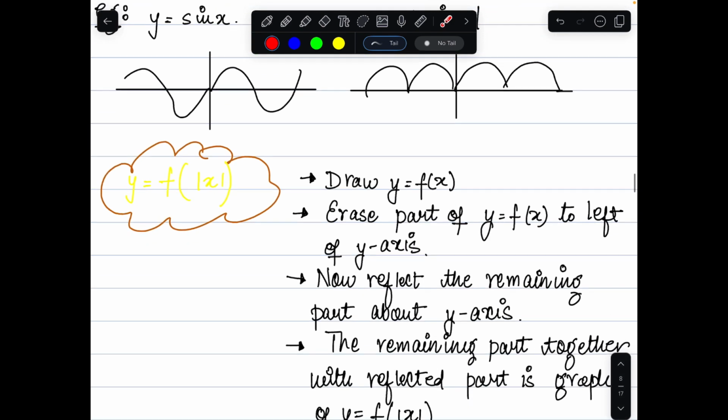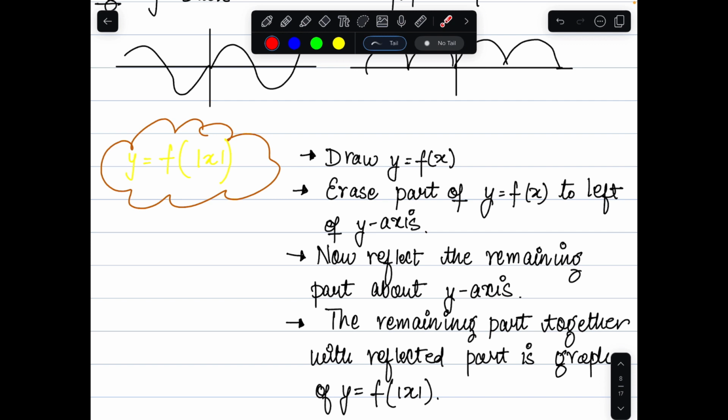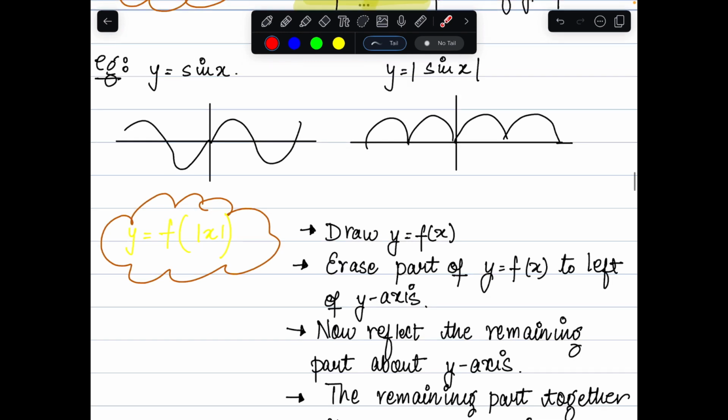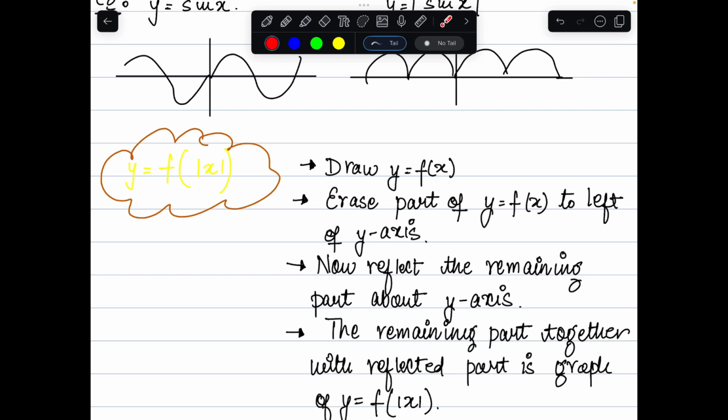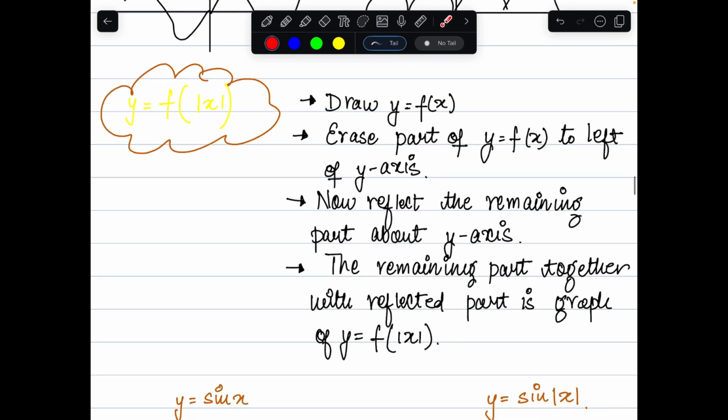The next one is, instead of taking mod of x, I am replacing x by mod x. And when I do this, what happens is x is replaced by mod x. In this case, one thing that we need to observe is f of 2 and f of mod minus 2. They both will be having the same value.